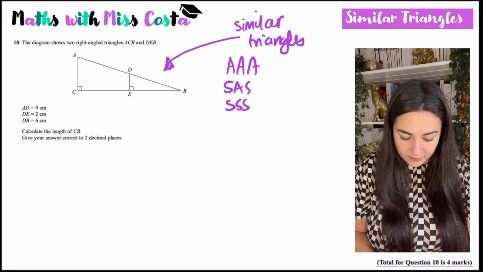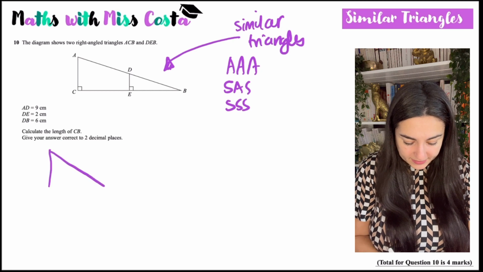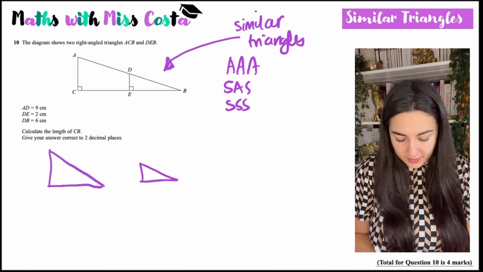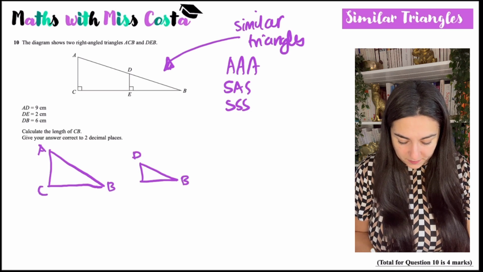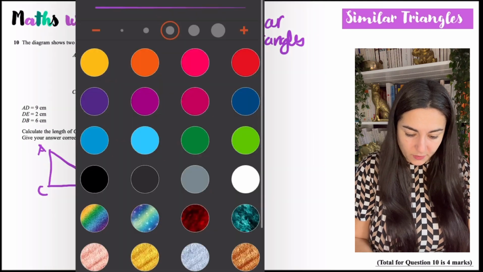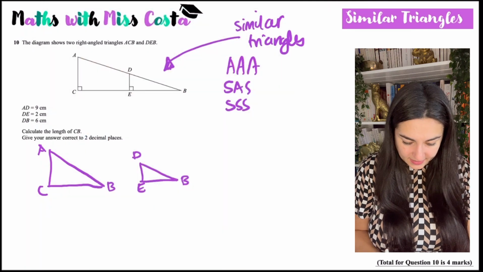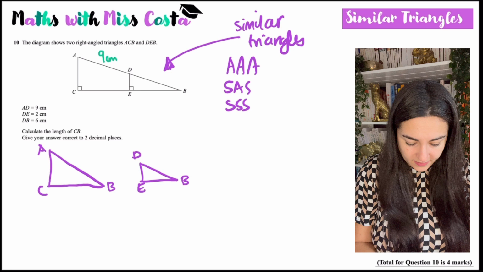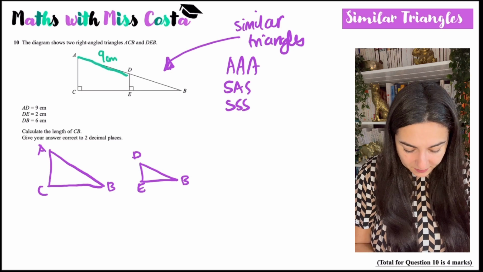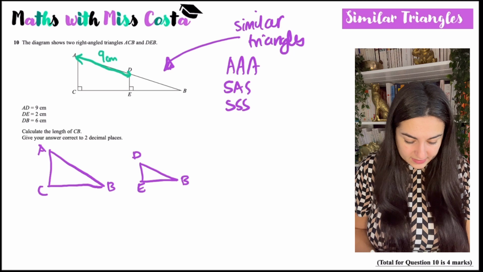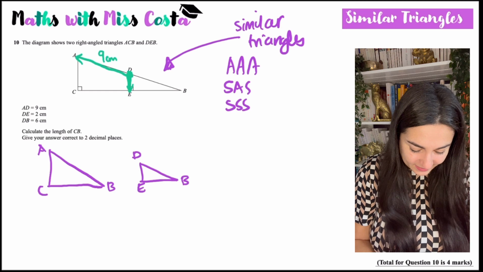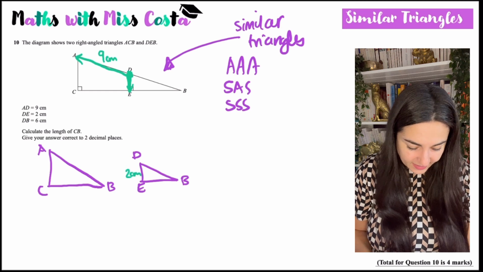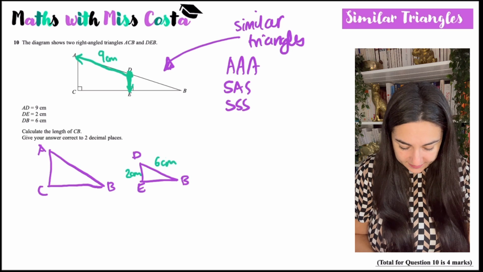So in that case, what we want to do is just draw them out separately. So we've got this large triangle and then the smaller one here. So we've got A, B, C, and then D, B, E. And we are told certain values of them. So A to D, okay, that's 9 centimeters. So that's just this bit here. D to E, okay, I thought they were going to be nice. They're not being super nice. D to E is 2 centimeters. So over here, 2 centimeters. And DB is 6 centimeters.